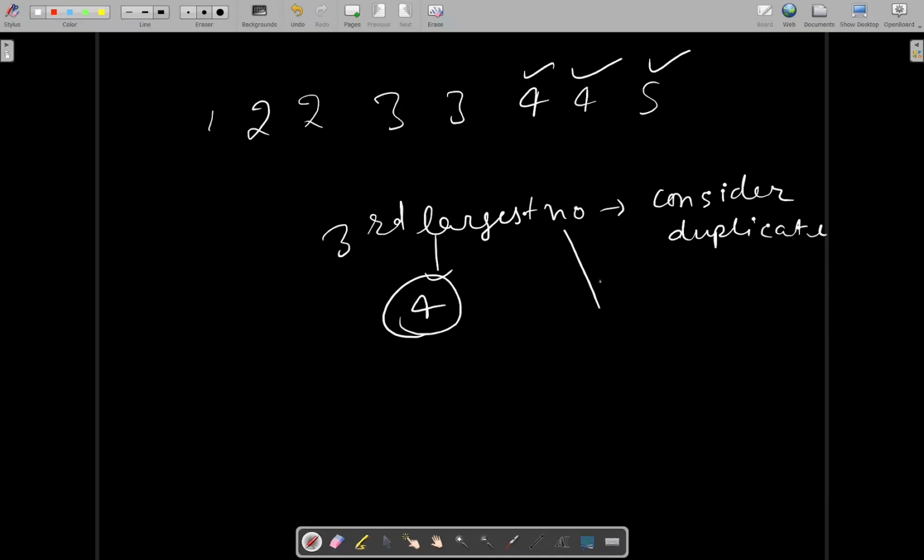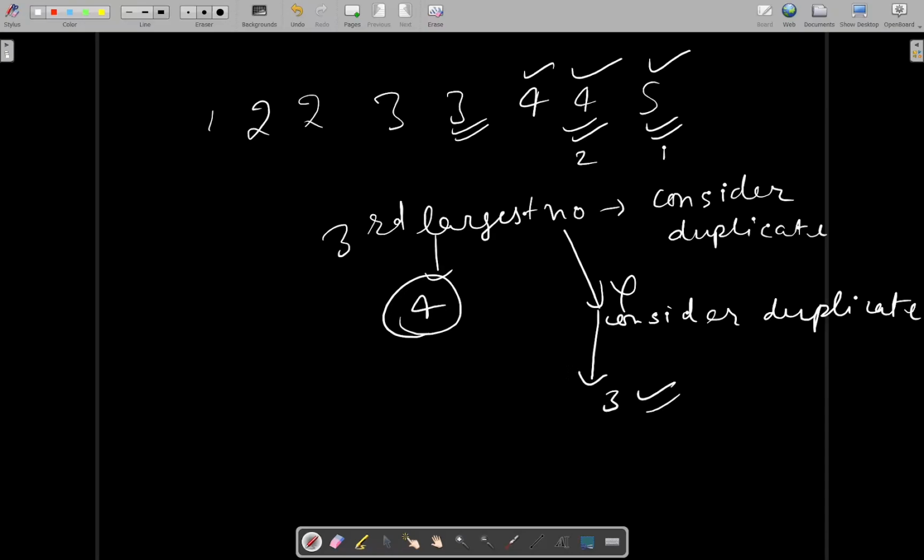And if I do not consider the duplicates, I consider only the unique values. So 5 will be the first largest unique value, 4 will be the second largest unique value, and then 3 will be the third largest unique value. So in this case the answer will be 3. As you can see, there are two different answers. This is when we have considered the duplicates, and this is when we have not considered the duplicates.